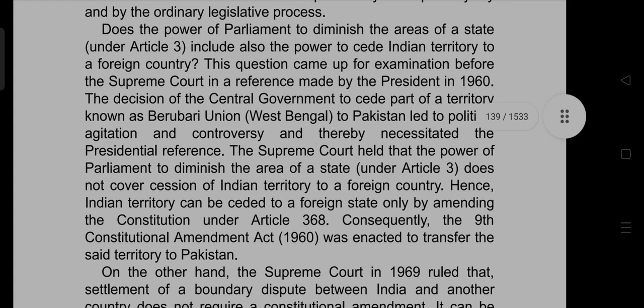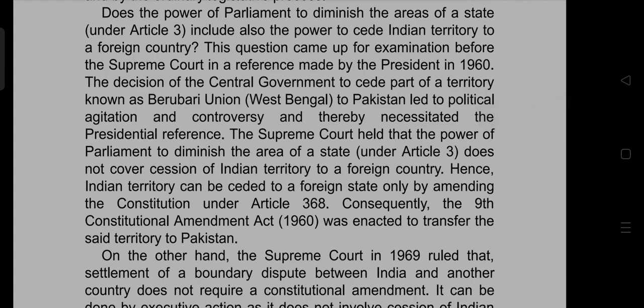Does the power of Parliament to diminish the area of a state under Article 3 include also the power to cede Indian territory to a foreign country? This question came up for examination before the Supreme Court in the reference made by the President in 1960. The decision of the central government to cede the part of territory known as the Berubari Union in West Bengal to Pakistan led to a political agitation and controversy, and thereby necessitated the presidential reference.